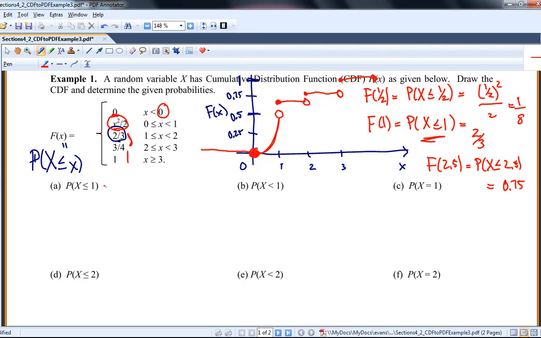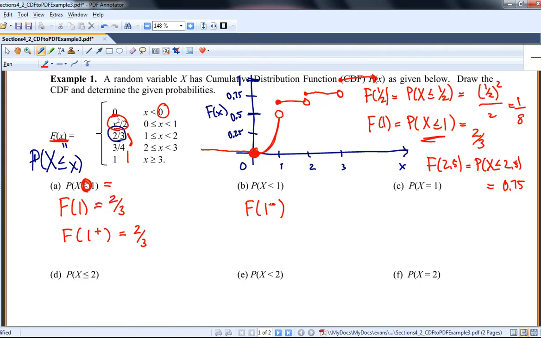So probability x is less than or equal to 1. That's just F of 1, because less than or equal to is what this capital F of x represents. So F of 1, I just go up here where 1 is defined, it's 2/3. Or you could think of this F of 1 as coming to 1 from the right hand side. Less than or equal to means you've already hit it, so you come to it from the right hand side, which is 2/3.